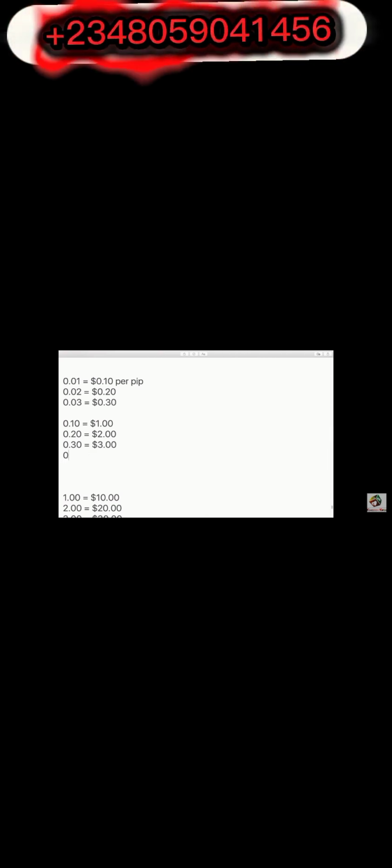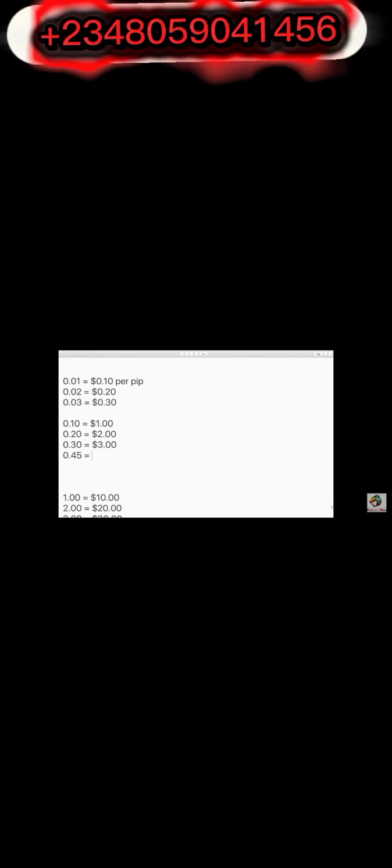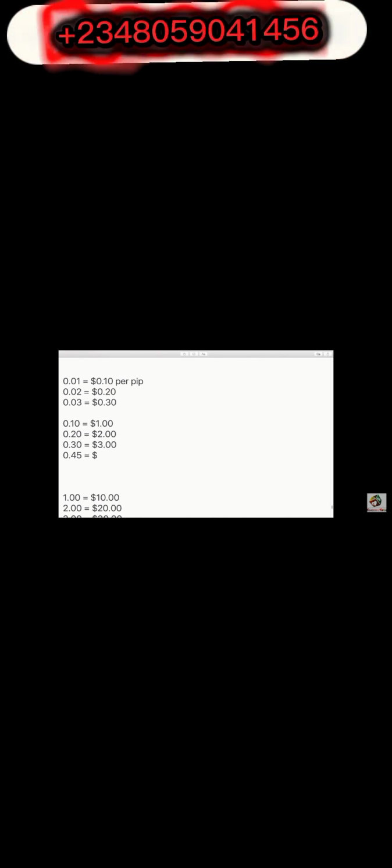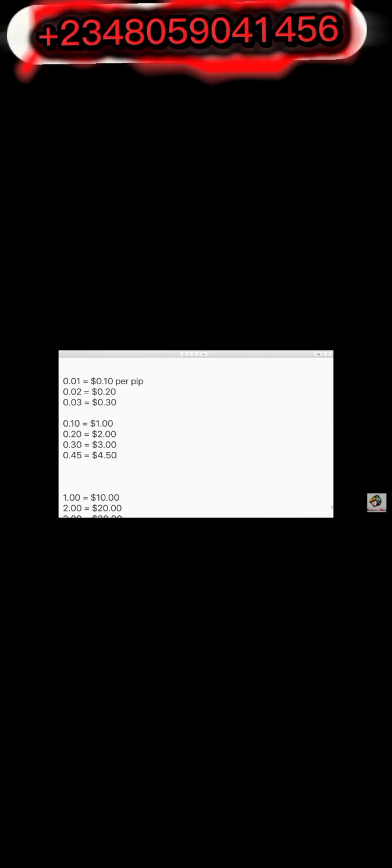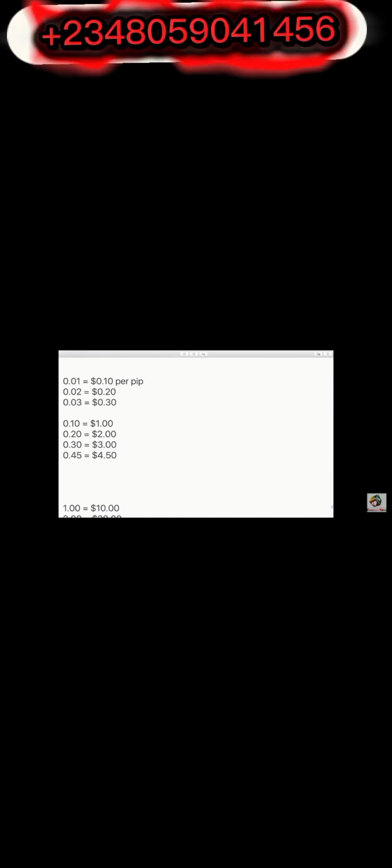So instead of 1.00, move it to the right one time, you get that. What do you do? Add the 0, put a money sign, $10 per pip. Same thing here, right? $20 per pip. Same thing here. $30 per pip. I think you get the picture, but just to make sure, what would this be? Same thing. Move the decimal point one time to the right, add the 0. $4.50 per pip.